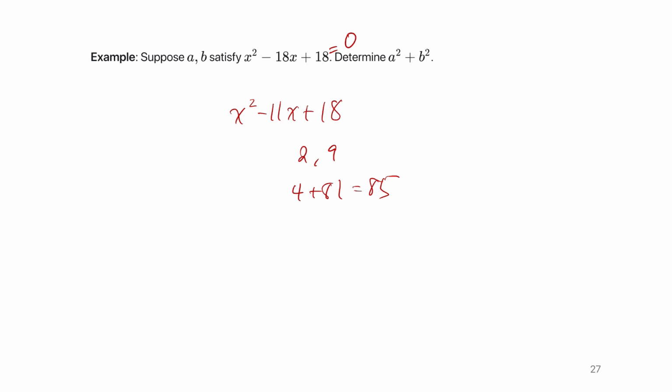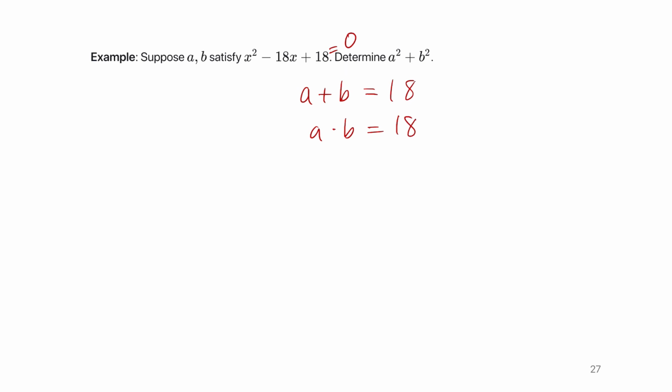Okay? But this is actually not factorable, the example we have. So, how can we use Vieta's formulas? Well, we know that the sum of the roots is what? 18. And the product of the roots is also 18. Well, what can we expand to give us this in terms of what we already know?